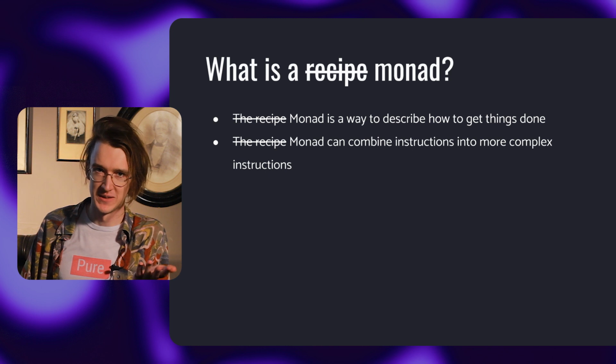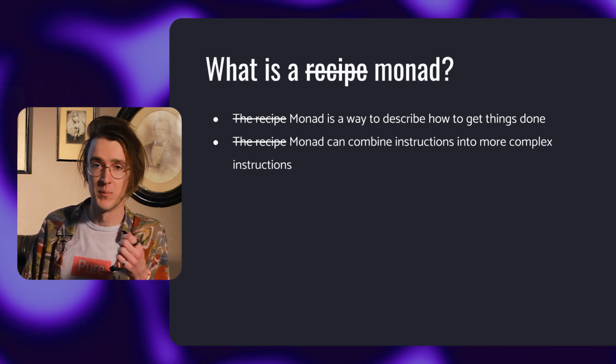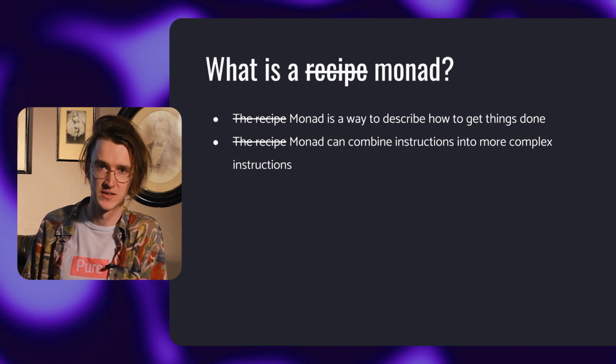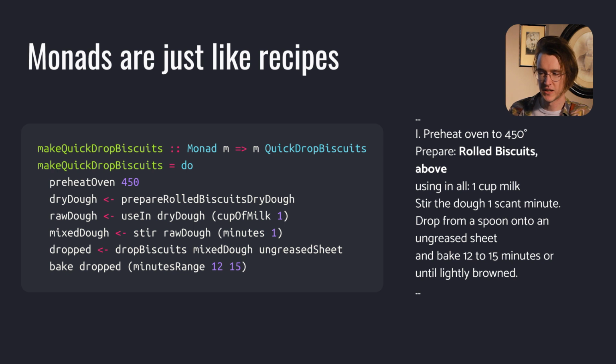Do you know what else does the same? A monad. Monad is a way to describe how to get things done as well. Monad can combine instructions into more complex instructions as well. So just like recipes, monad computations have results that are reflected in the types. Given a monad m, a value of type m a is a computation resulting in a value of type A. This code is a direct translation of the recipe from above.